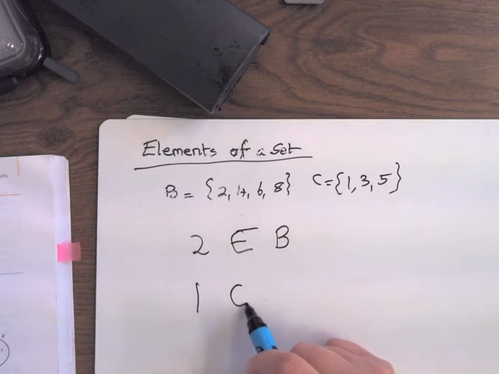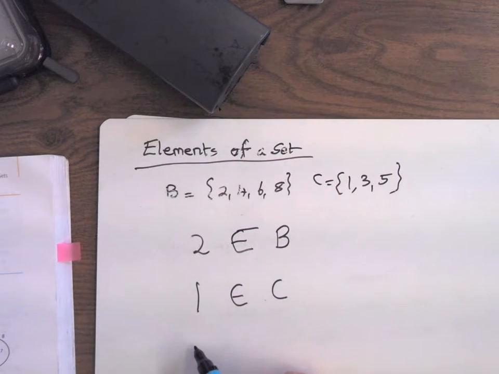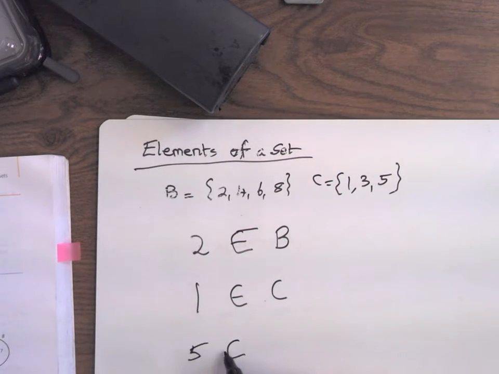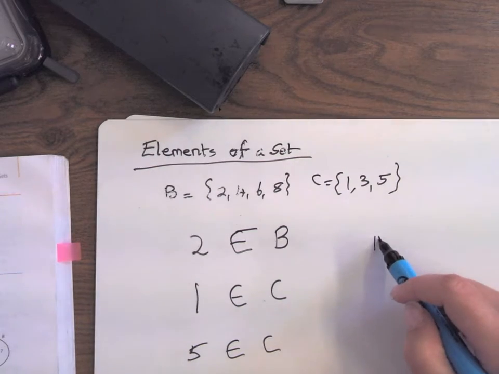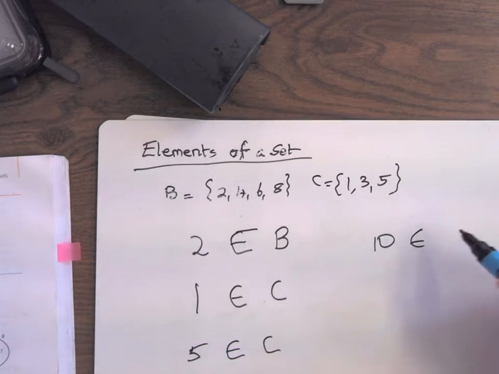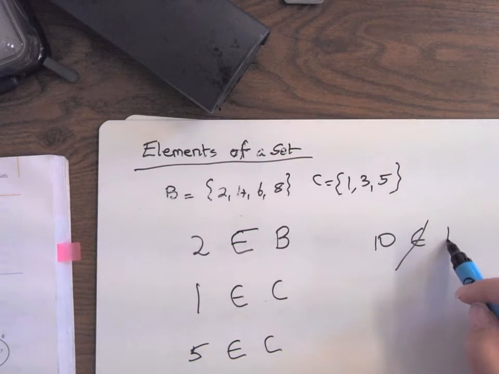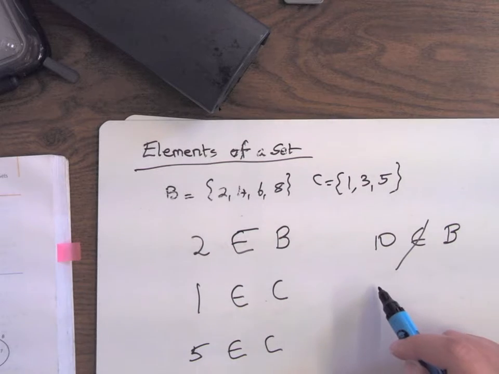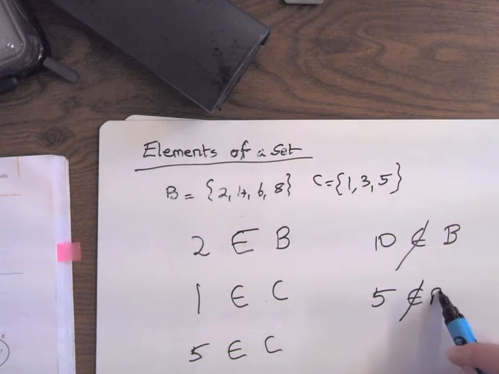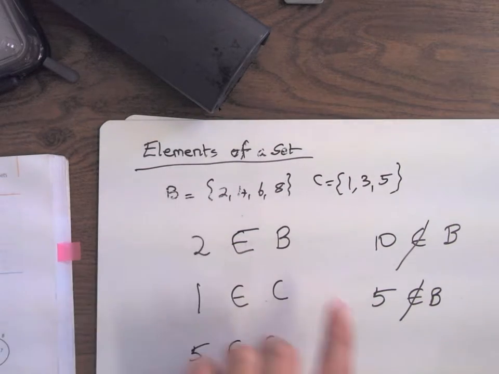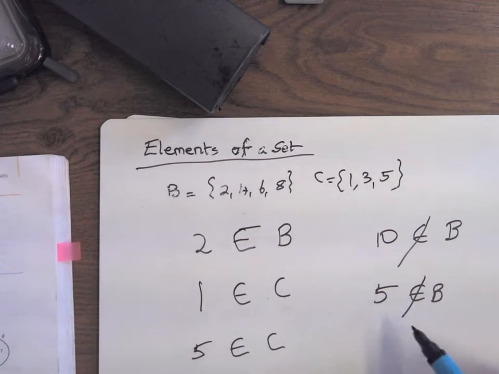1 is an element of the set C, right? Okay, 5 is an element of C. What about it's not an element, right? 10 is not an element of, look at not an element, girls, it's the element symbol with a line through it. So 10 is not an element of B, right? 5 is not an element of B even, right? 5 is not in B. Is that okay? So is an element means it's in it, is not an element means it's not in it.